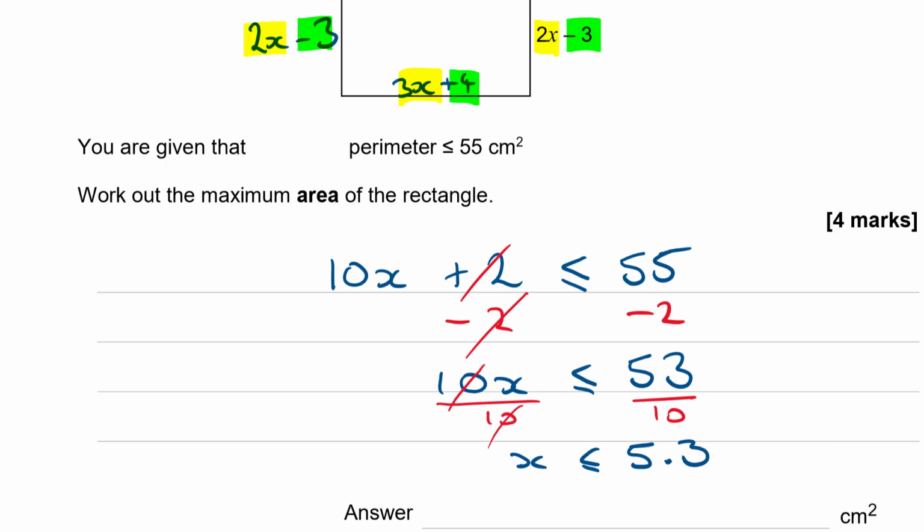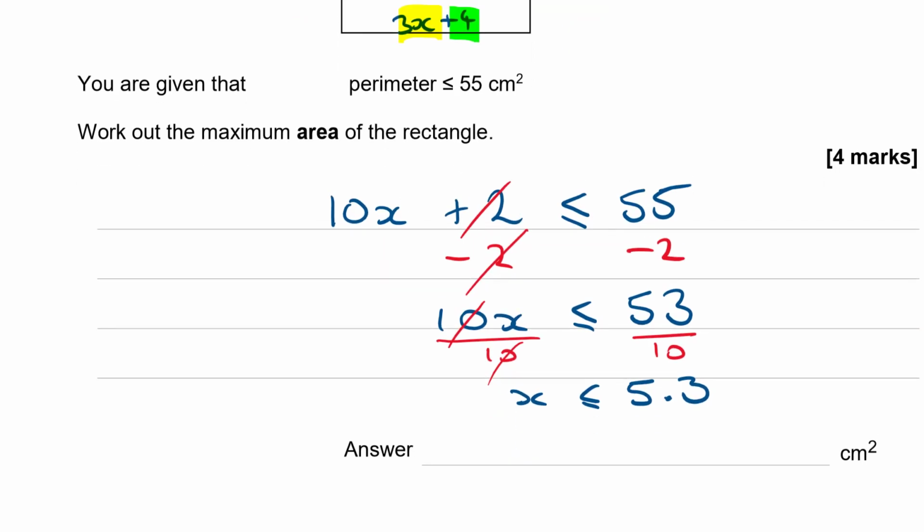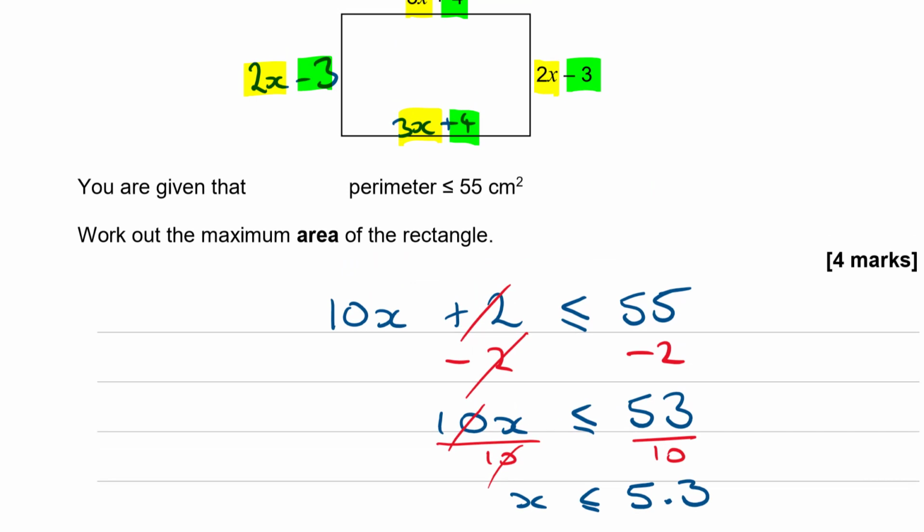Now, what is the maximum area of the rectangle? Well, what are the sides? An area is length times width, isn't it? So the area of a rectangle is length times width. So the maximum area that can be is when x is at its biggest. So we're going to take x to be this value here, the largest value it can be.